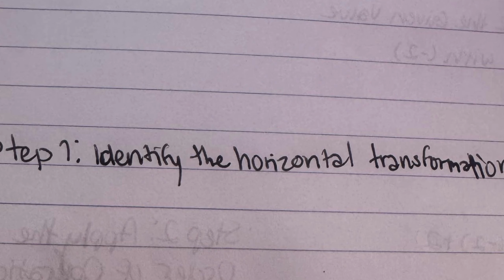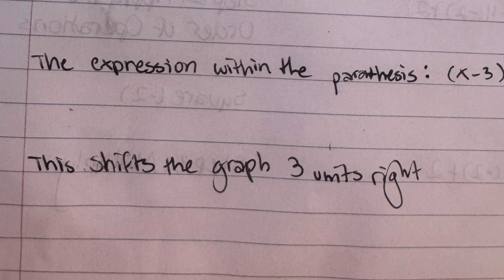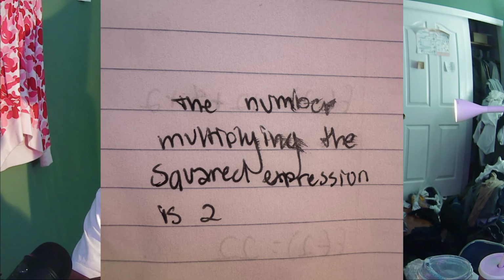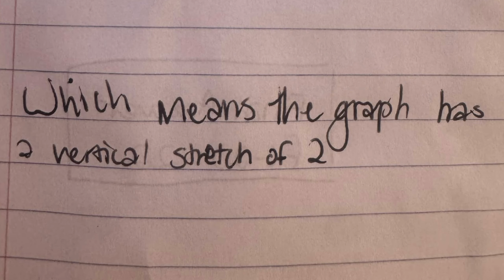I'll compare this function to the parent function f of x equals x squared, but first I have to look inside the parentheses. I have x minus 3 inside the parentheses, and because it is x minus 3, the graph shifts 3 units to the right. Next, I look at the numbers outside the parentheses. There is a 2 multiplying the squared expression. This basically means the graph has a vertical stretch by a factor of 2.